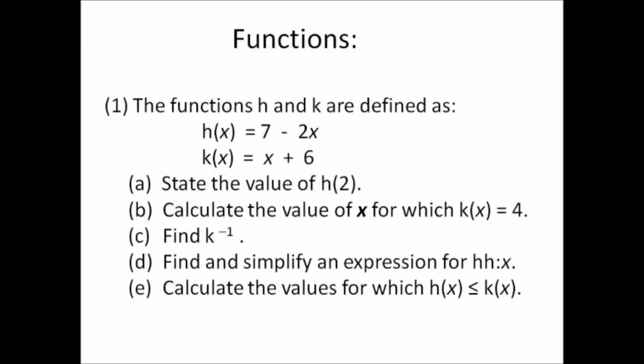Okay, again on the functions, now the functions h and k are defined as h of x is equal to 7 minus 2x, and k of x is x plus 6. A, state the value of h of 2. B, calculate the value of x for which k of x is equal to 4. C, find inverse of k, or k to the -1 means the inverse. And D, find and simplify an expression for hk of x. And E, calculate the values for which h of x is less than or equal to k of x.